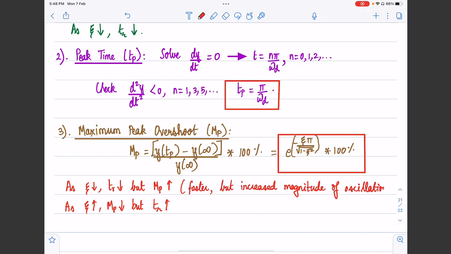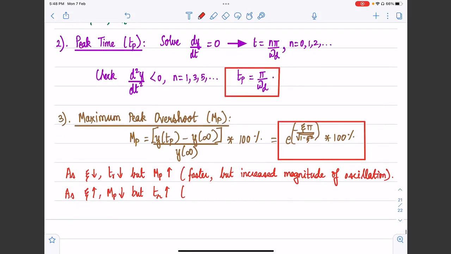All right. So on the other hand, if I increase zeta, there is lower magnitude of oscillation, which is good.